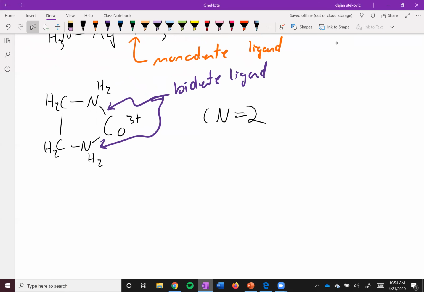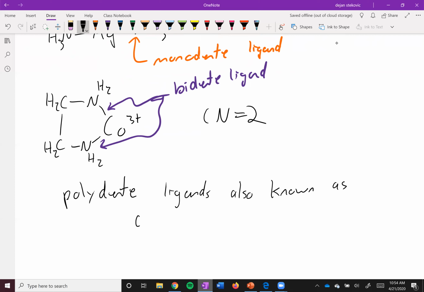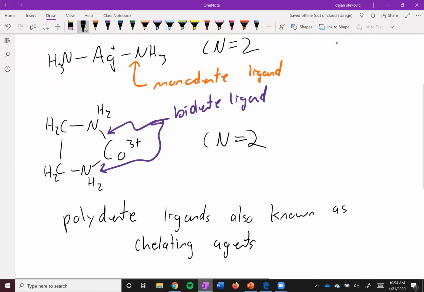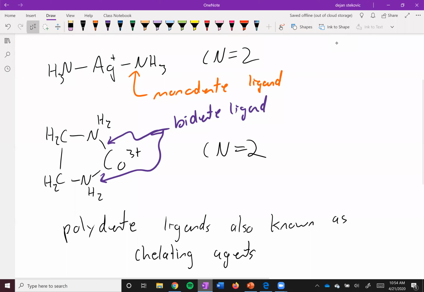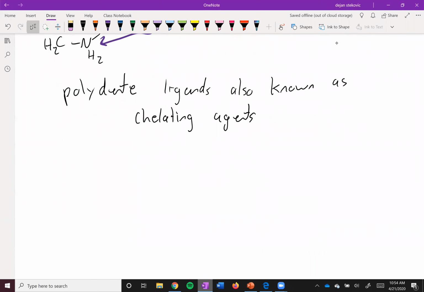Sometimes you'll also see these polydentate ligands, so more than one attachment point. Sometimes they're also called chelating agents. Chelating means claw, so kind of the same idea as the tooth, as the ligand is pressing down on the transition metal.